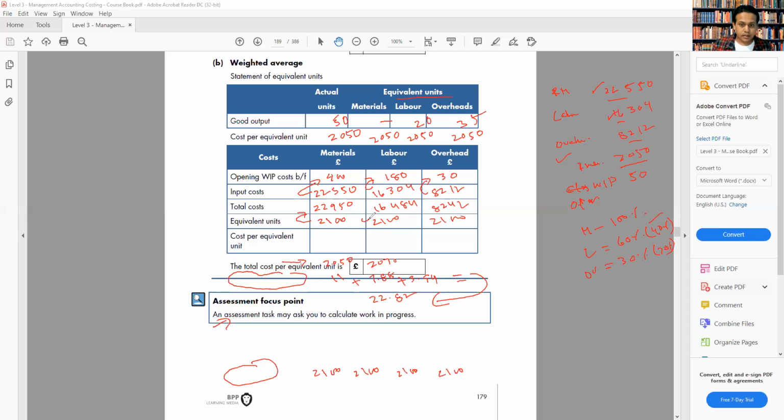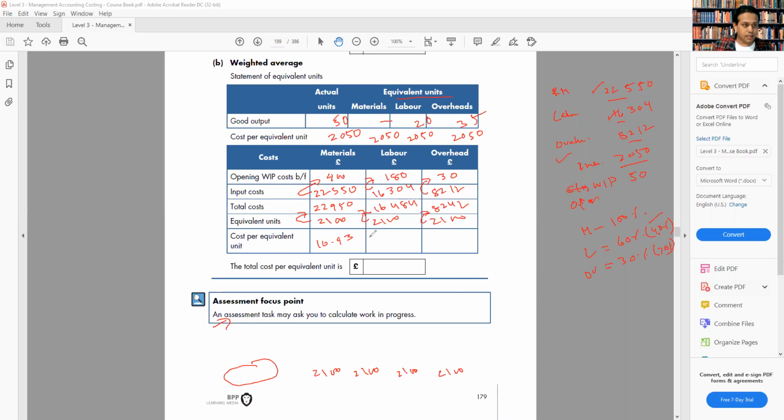So material, labor, and overhead. It's very simple. All you need to do is divide the cost by the equivalent unit, that is 2100, for all of these costs. The first one, we have 22,950. 22,950 divided by 2100 will give you 10.93. The next one, we have 16,484 divided by 2100. That's for the labor, and that gives you 7.85.